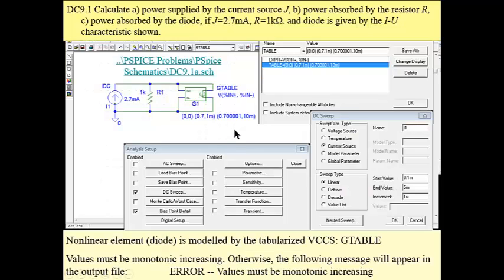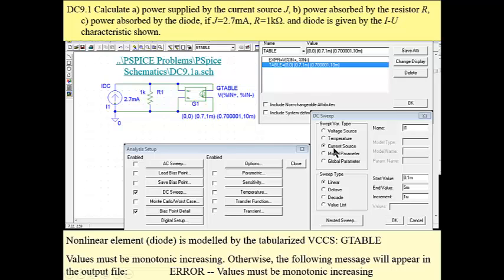This is a circuit diagram of our circuit. A diode is replaced by a voltage-controlled current source, a G table. This is a table, and please observe that values must be monotonically increasing, that this value has to be slightly greater than this value. If DC sweep is defined from 0.1 milli to 5 with an increment of 1 micro, this is a sweep of the current source.